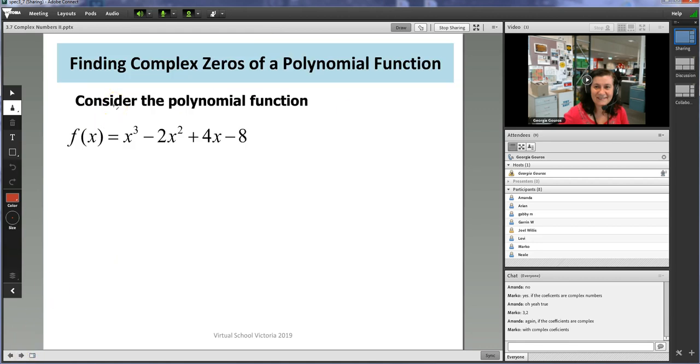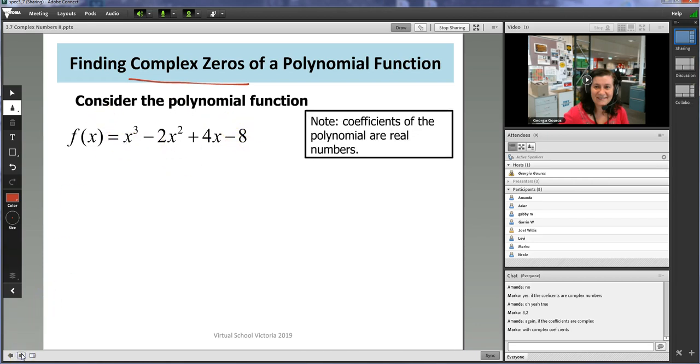Let's use some of these techniques to solve some here. So we're finding the complex zeros or the complex solutions for a polynomial function. So here's one that's a cubic. It's x cubed minus 2x squared plus 4x minus 8, and all the coefficients are real numbers. So that's something we need to note when we first look at this thing.